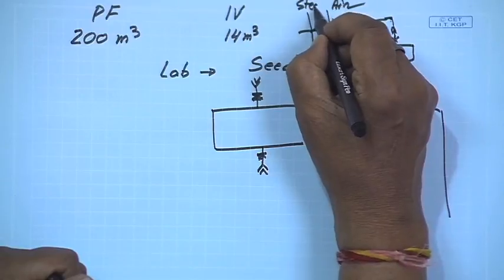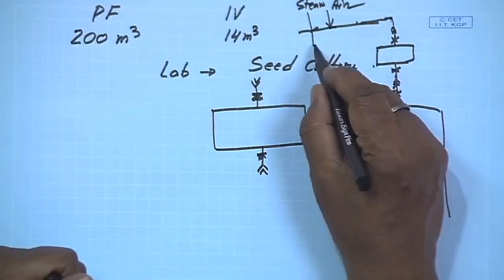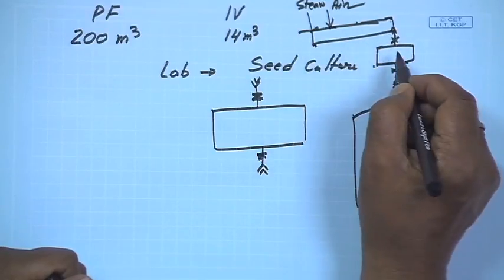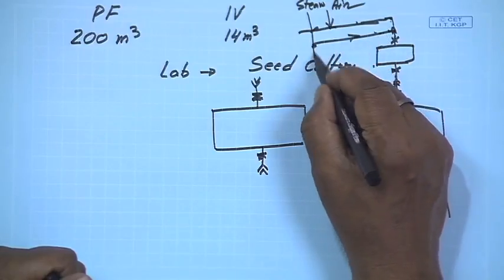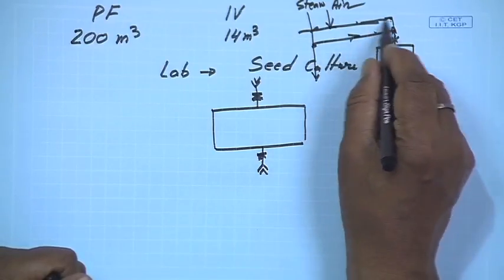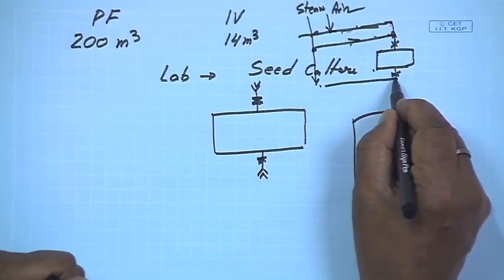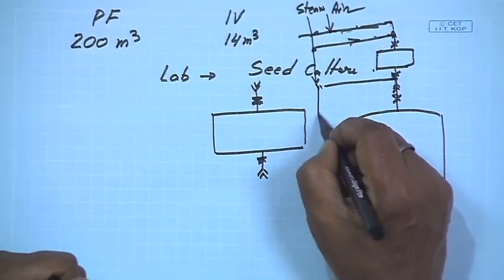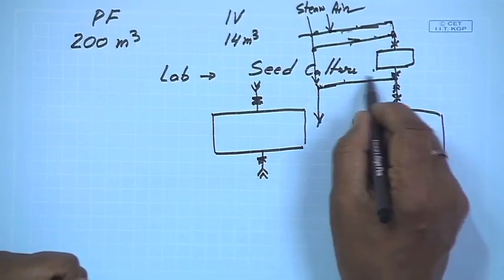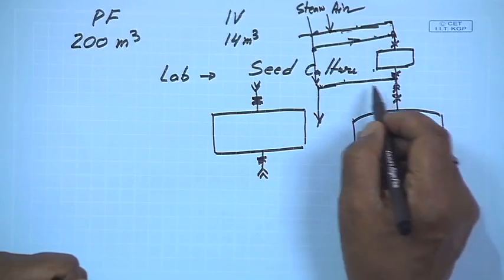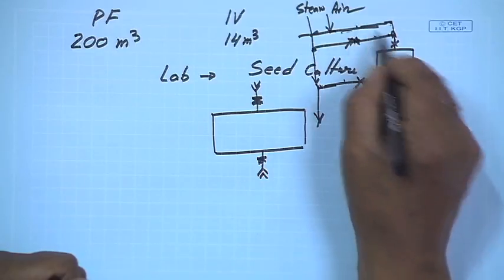There is also another line, the steam line, for sterilization of the pipeline. You have to sterilize this pipeline before you transfer. You pass the steam through and take it out to ensure the line is 100% sterilized. Then you sterilize this line also, and take it out. When you ensure that your pipeline is 100% sterilized, you close this valve.